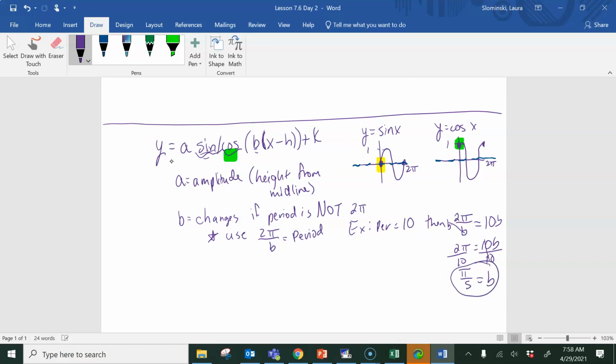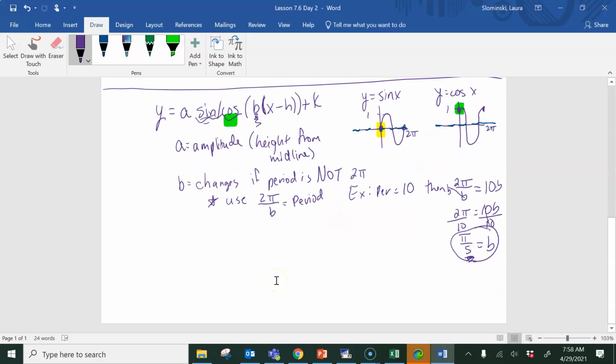So in this case, if 10 is my period, I would put in pi over 5 for the b in front of the parentheses of the x. That's probably the trickiest one to do. But again, most of the graphs you're going to get will have a period of 2 pi, but if it doesn't, you do have to go through that work. All right, the h and the k are no different than what we've done before. h is the horizontal shift.